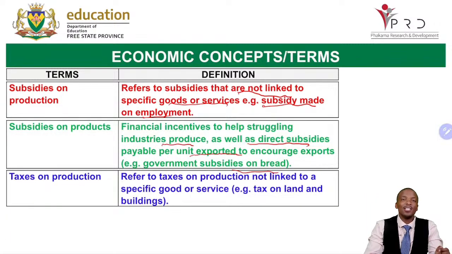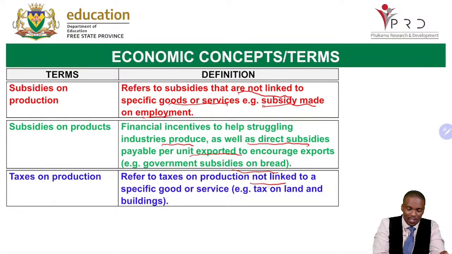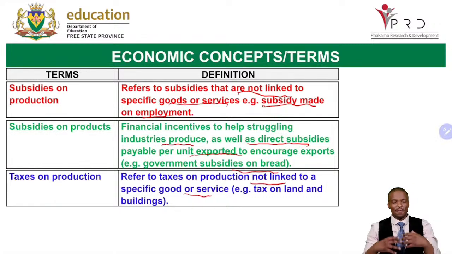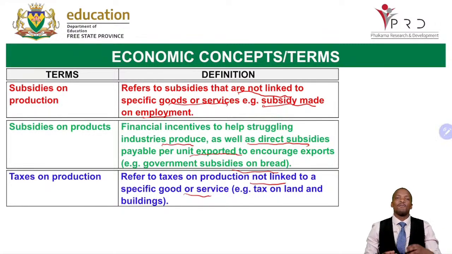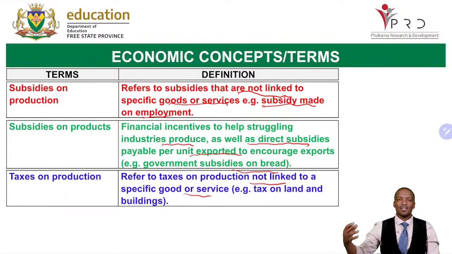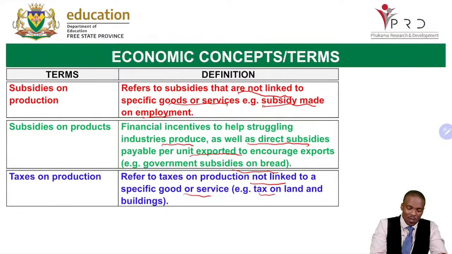Taxes on production refers to taxes on production that are not linked to any specific good or service. It means that at the end of the final product, we cannot see how much the government actually put in. But the firms know that for them to survive, it is because they were assisted by the government. That's the subsidy. And also, in terms of taxes, we cannot actually see them, because these are not linked to a specific good or service. Hence, we are looking at tax on land and buildings there.